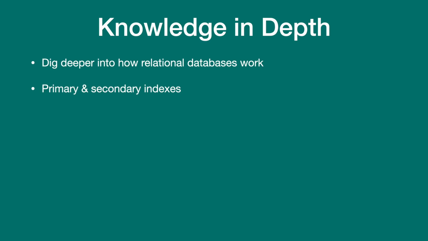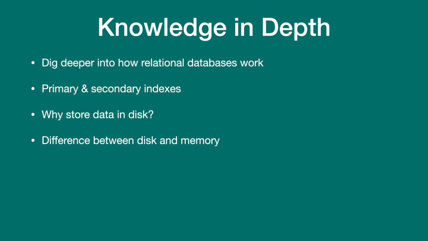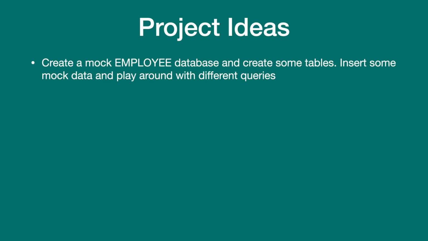So just because you can create more and more indexes doesn't mean your database performance is going to be the best. You want to learn about why the data is stored on disk. Why can't you just store it in memory? The difference between disk and memory. What happens if your data is on disk as opposed to in memory? Once you do those, you should be good with the basics of a database.